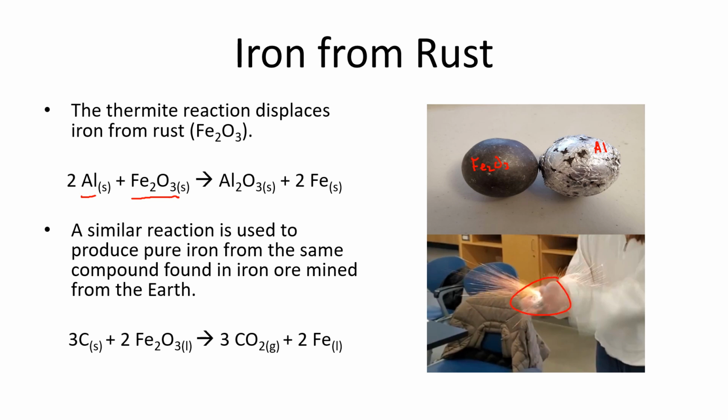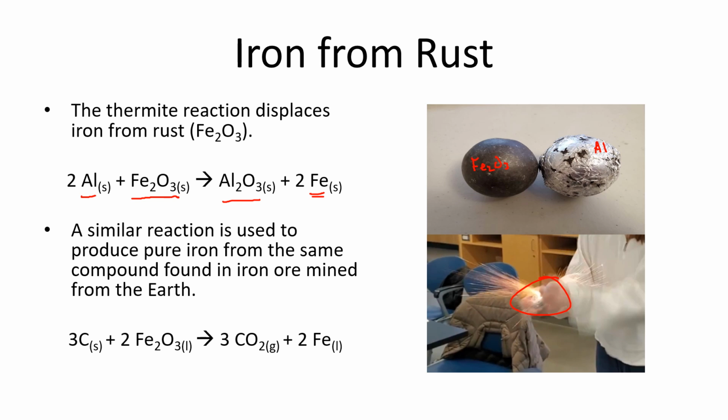And when you bash them together, you get this cool reaction where a lot of energy is given off, and it makes this cracking sound. And what happens there is it produces a little bit of iron metal, and you get some aluminum oxide as the other product. Another neat place where it's used is in extracting iron right out of the earth.